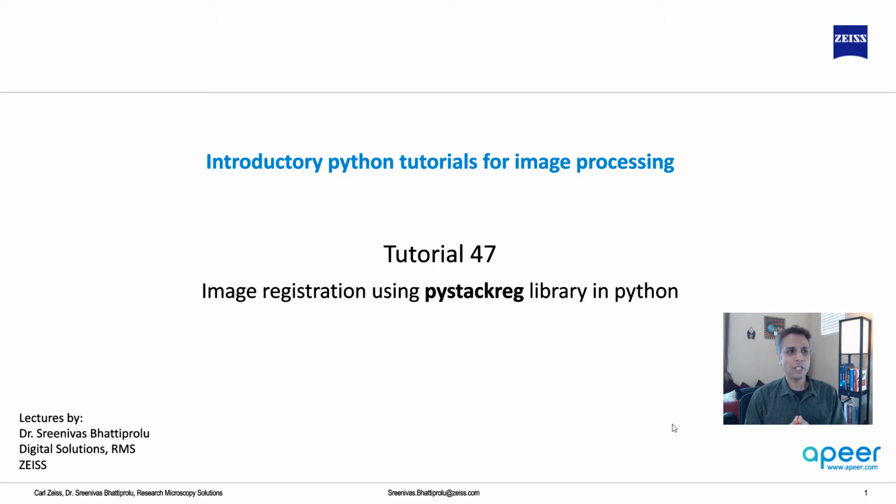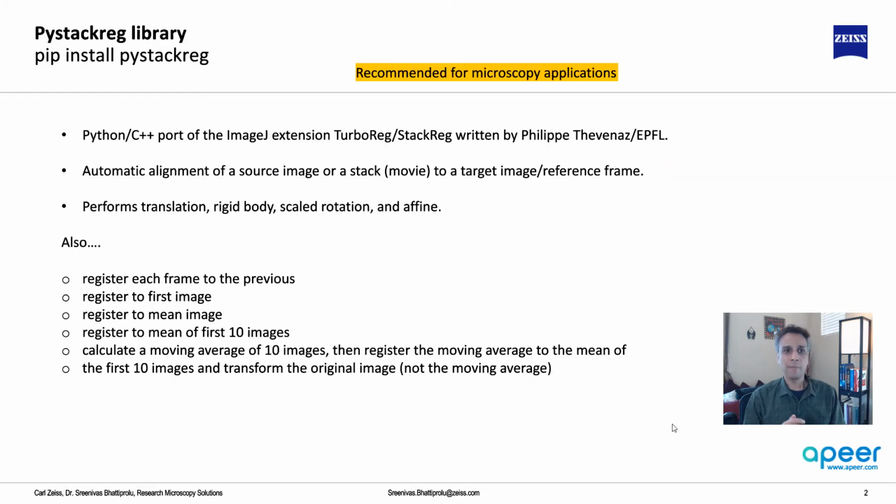In this tutorial, let's talk about pyStackReg library in Python. That's an amazing library for image registration. Now in the previous tutorial, I talked about three or four other ways, including optical flow. And of those, optical flow is something that I definitely recommend exploring, but pyStackReg is a very good library for microscopy applications, especially whether it is FIPSIM alignment or other light microscope alignment.